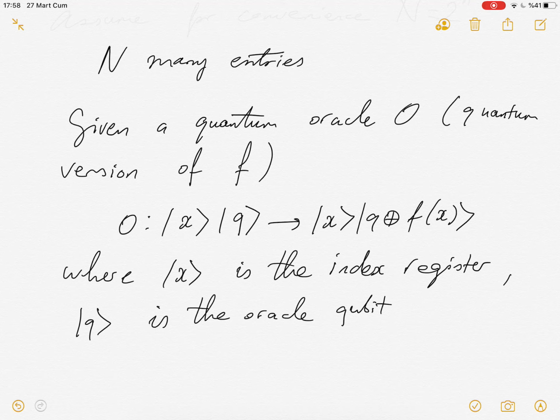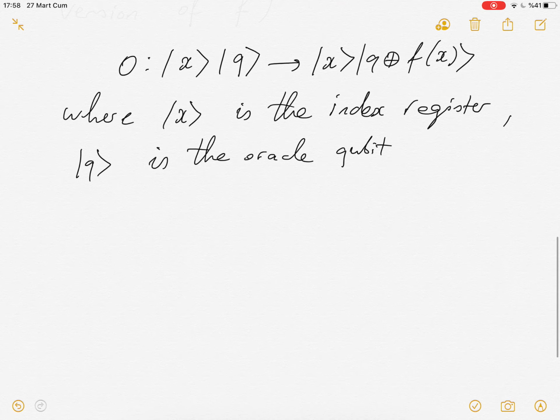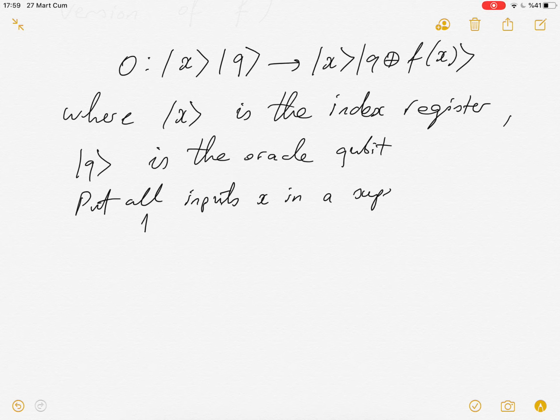Now, as our first attempt, let's try to put all entries, all inputs of x, in an equally weighted superposition. That means that we have all combinations of strings of n bit length, each with the amplitude 1 over square root n. Put all inputs in a superposition.